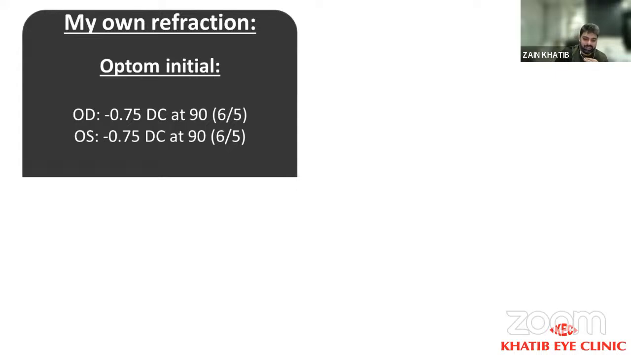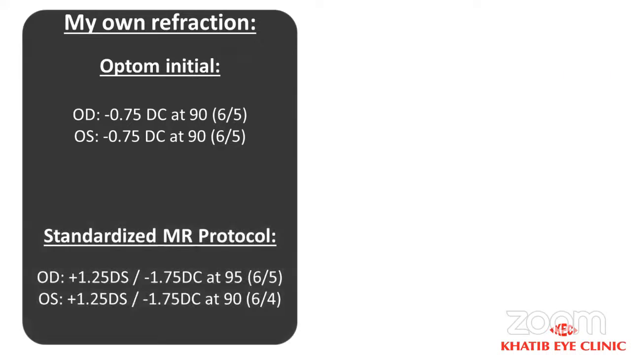I'll just share this with you. This is my own refraction, which the optometrist had done initially. I read 6/5 with either eye. But when I use the standardized manifest refraction protocol with pushing maximum sphere magnitude and cylinder magnitude, you see how the refraction has changed. This is what has to be entered into the excimer machine.